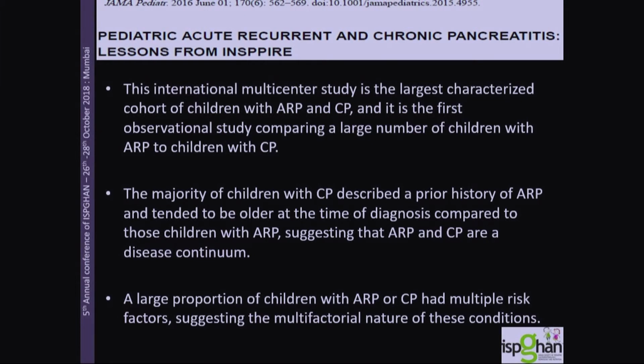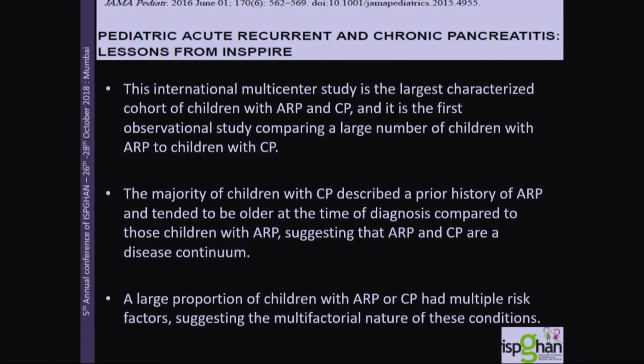The international multi-centric study is the largest characterized cohort of children with acute pancreatitis and CP, and it is the first observational study comparing these children of ARP getting into CP, which is chronic pancreatitis. The majority of children with chronic pancreatitis described a prior history of acute recurrent pancreatitis and tended to be of older age, suggesting that ARP and CP are a disease continuum.